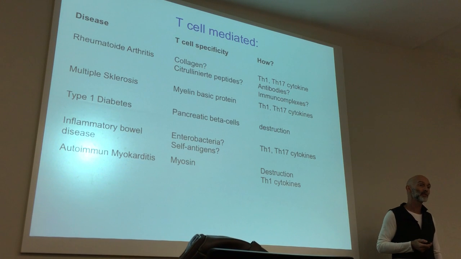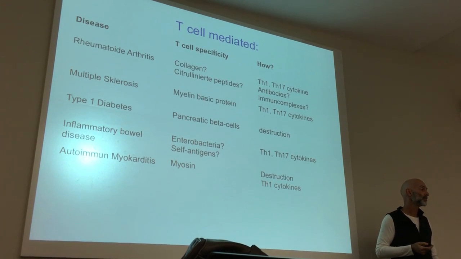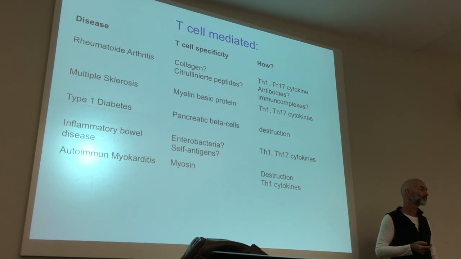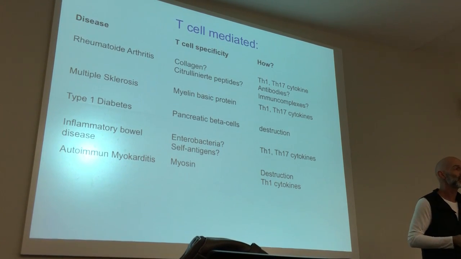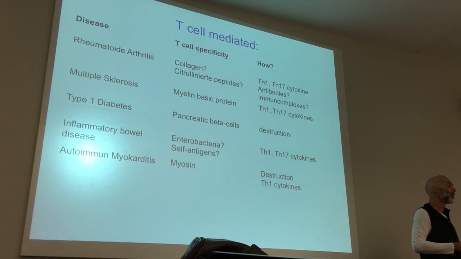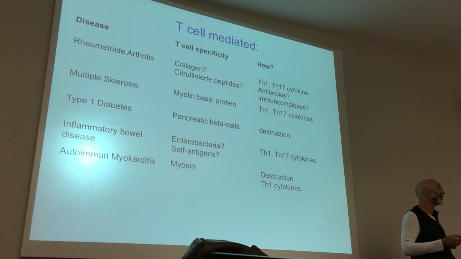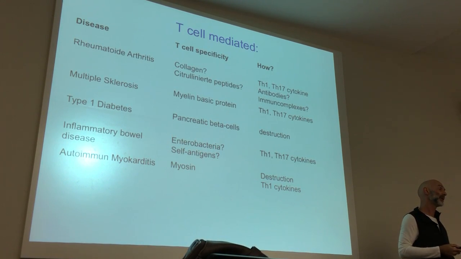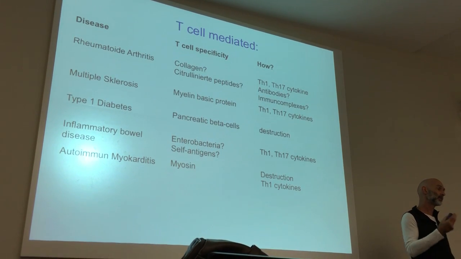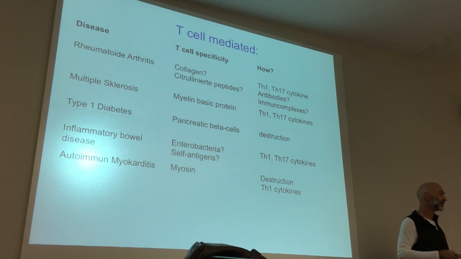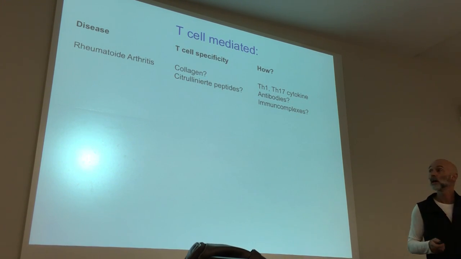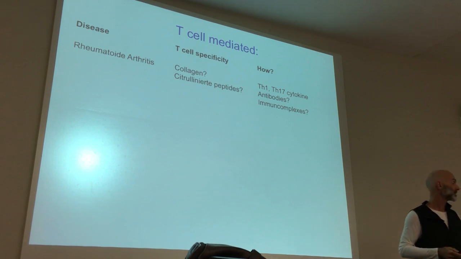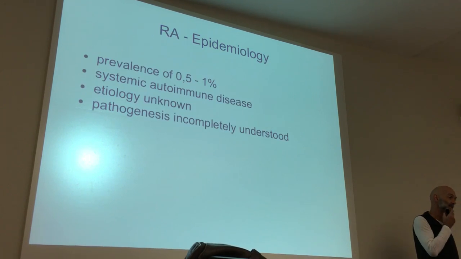Type 1 diabetes, as already mentioned, and inflammatory bowel diseases. There you already see that the triggering autoantigens are not well known. For autoimmune myocarditis, myosin would be the triggering autoantigen for the production of reactive T cells. Now we will concentrate on rheumatoid arthritis and discuss some of the aspects of this disease.